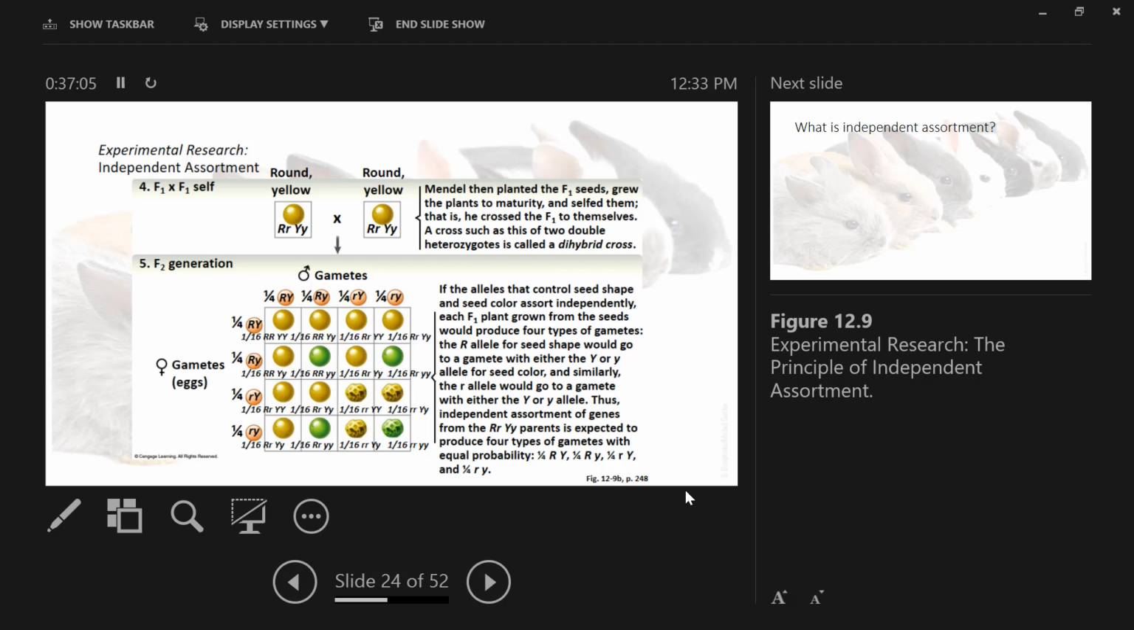And looky there. How many yellow round are there? 9. Look at that. What about yellow dimpled? What about green round? What about green dimpled? Look at that. Got to bring algebra back, right?